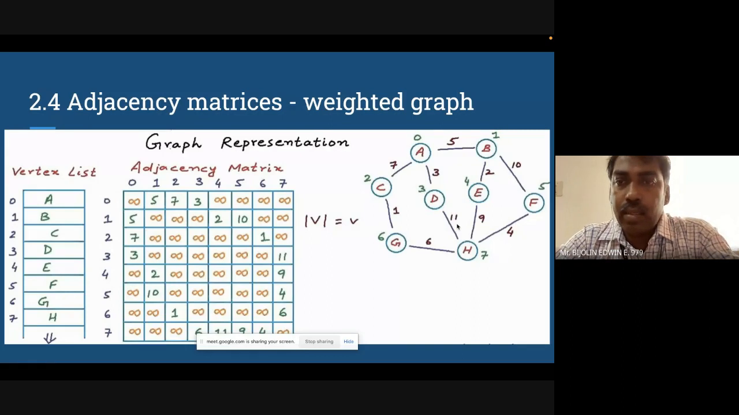Okay, and if you see this weighted graph, from A to C is 7, then A to B is 5. For each node, a serial number is also given: A0, B1, then C2, D3. So every node and the edges or links are assigned a weightage. Based on that the matrix is given, 0 to 7 and 0 to 7.